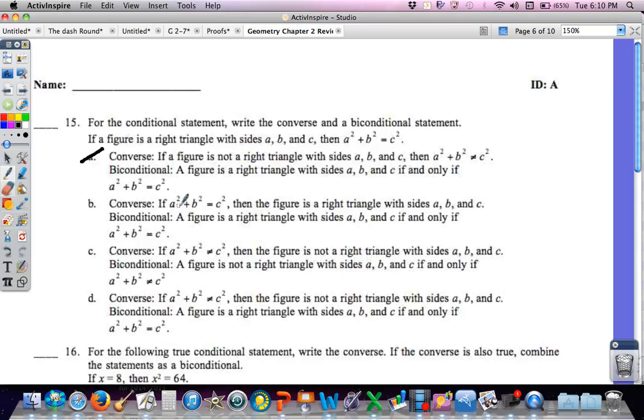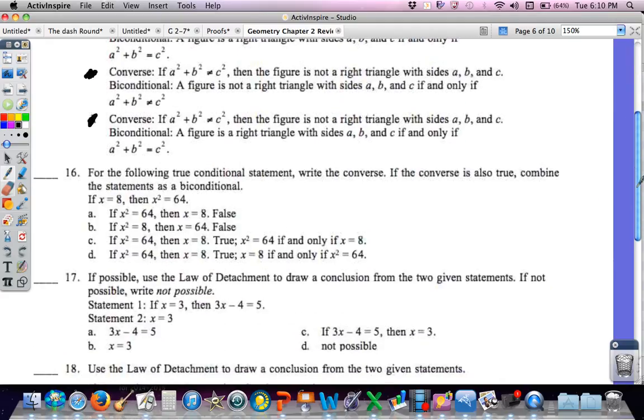This one starts, if A squared plus B squared equals C squared, then the figure is a right triangle with sides A, B, C. That could work. If A squared plus B squared equals C squared, then the figure is not a right triangle? No, there are no nots in the converse. And if A squared plus B squared is not equal to C squared, the nots would come in the inverse. So let's look at this one. A figure is a right triangle with sides A, B, C if and only if. So it is 15B.